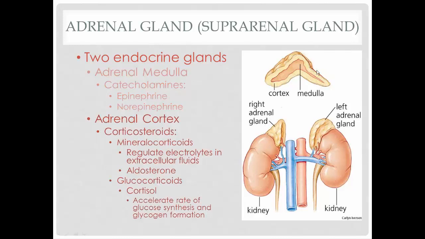The adrenal cortex surrounds the adrenal medulla, and it's in charge of producing the corticosteroids, including the mineralocorticoids and the glucocorticoids. The mineralocorticoids include aldosterone, and they're in charge of regulating electrolytes in the extracellular fluid, whereas the glucocorticoids include cortisol, and they're in charge of increasing glucose synthesis and glycogen formation.